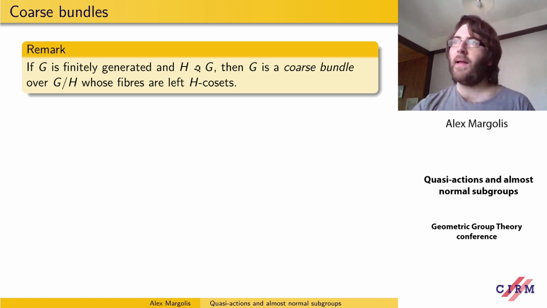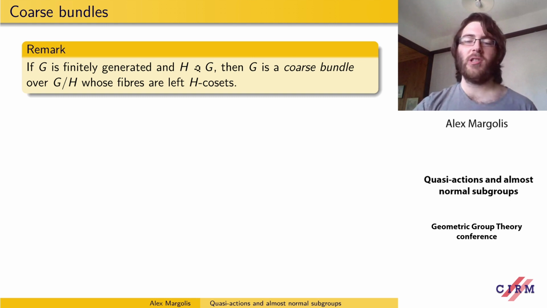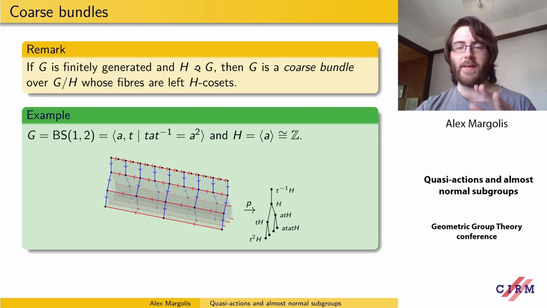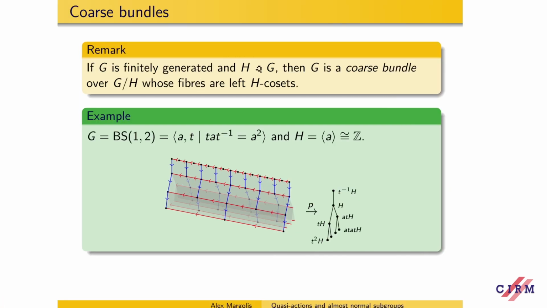And another observation is that if the group is finitely generated, so that means the group itself has a nice geometry, and we have an almost normal subgroup, then the group can be thought of as the total space of a coarse bundle over the quotient space, where fibers correspond to left H cosets. So I'm not going to define what a coarse bundle is, but the intuitive idea of it is this picture here.